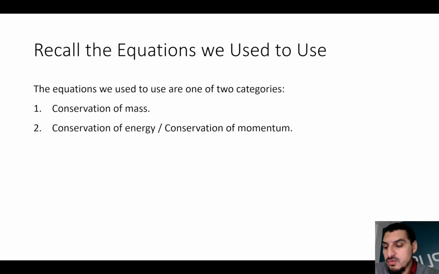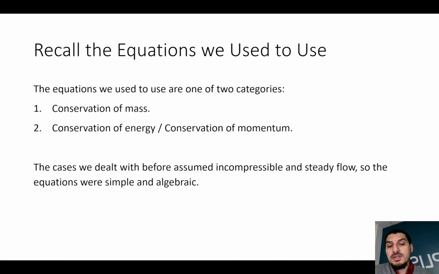What we used to do before is that we used the same equations, but for simple cases. We used to deal with incompressible flow for steady flow, and we didn't care about the differential flow. We just cared about the flow as a whole. And this is why the equations that we used were simple and they were algebraic equations.